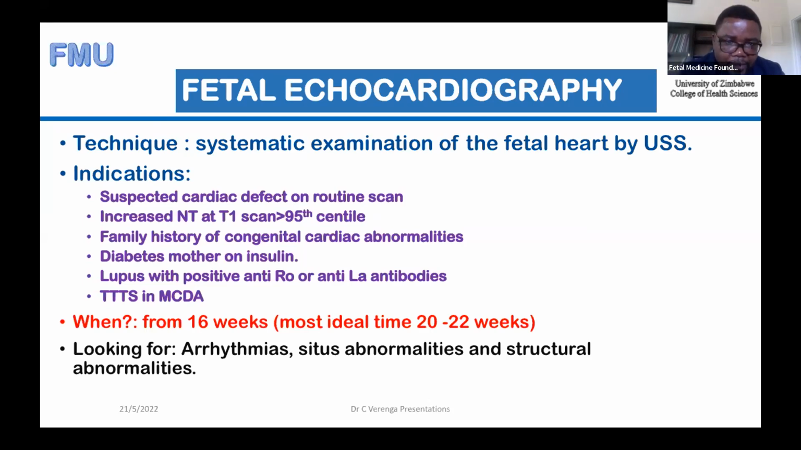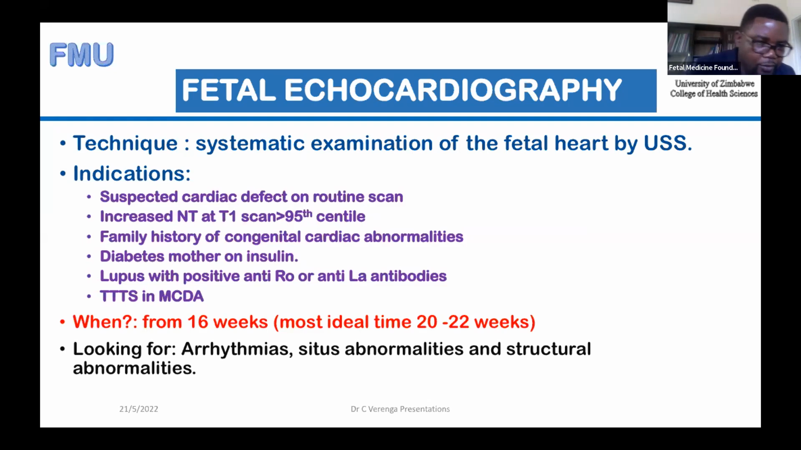Then diabetic mothers who are on insulin need a fetal echo, because we know that endocardial cushion defects occur at an increased frequency in women whose diabetes is not well controlled. So women who are on insulin deserve a fetal echo, a proper examination of the heart.